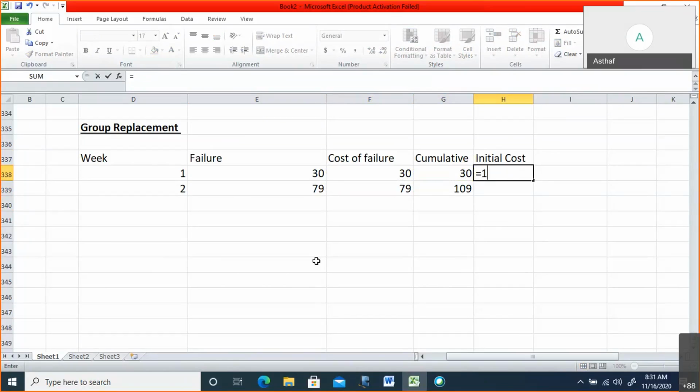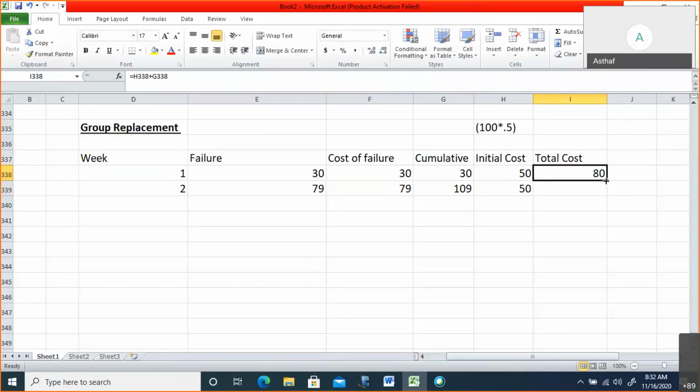100 bundle. The cost is 50 paisa. So for your reference, I will write here 100 into 50 paisa. Last case, it is 1000 into 50 paisa. Look here. So this will be same. So what we do next? Total cost. 50 plus cumulative. Now we have to do average cost.